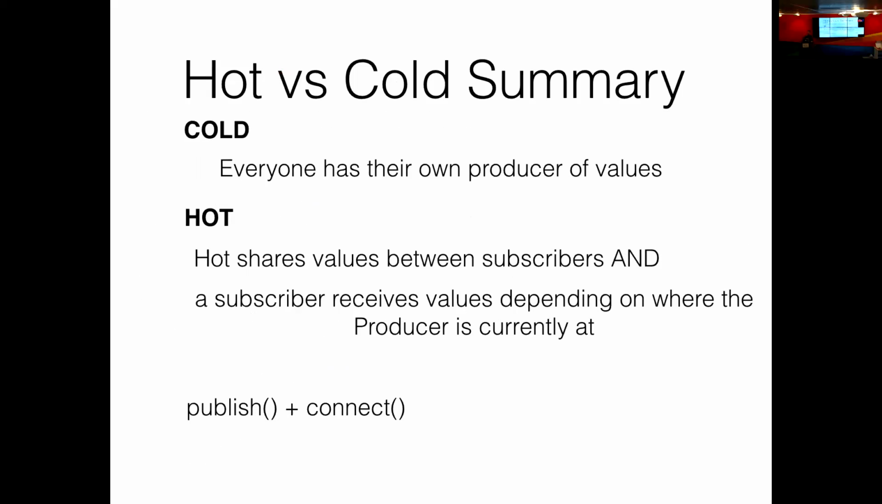So let's try to summarize hot versus cold a second here. So cold, everyone has their own producer of values. The hot one shares values between subscribers, and it matters when someone subscribes, because that's when you're going to get the data. So if you miss out, you miss out if you're late to the party. And to make something hot, you use publish and connect.